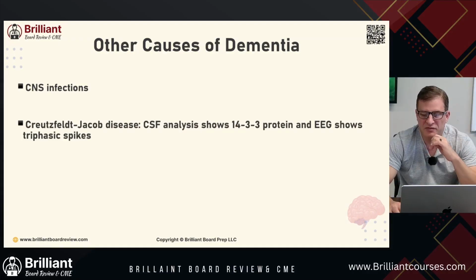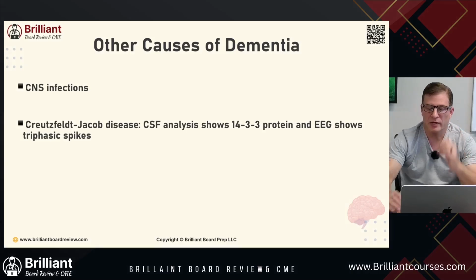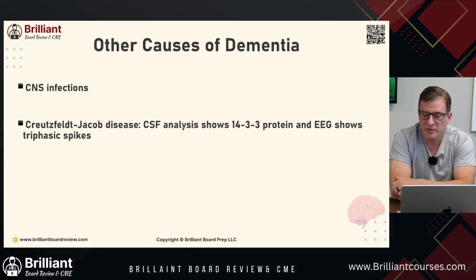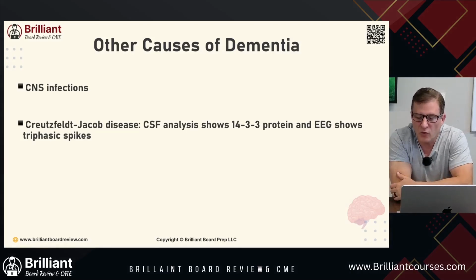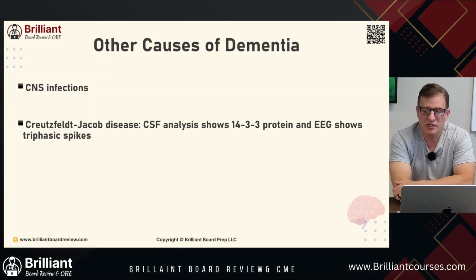Caused by infectious prions, can be transmitted through corneal transplant and contaminated growth hormone. You know, growth hormone is now made synthetically, so you don't see that much anymore. Can be rapidly progressive dementia, myoclonus, shaking. We talked about that, jerking. Focal cortical signs and rigidity.